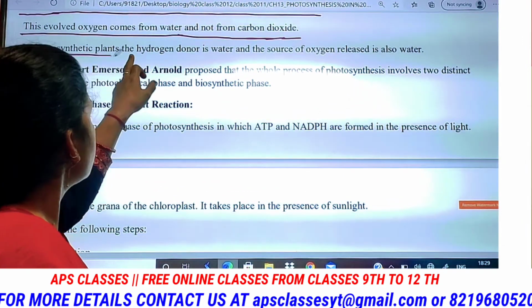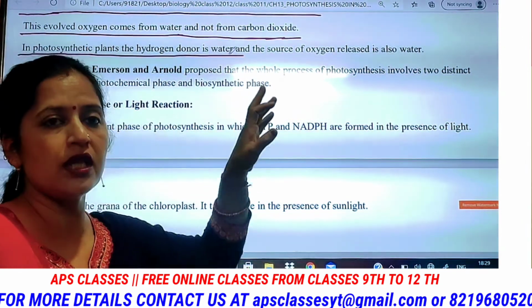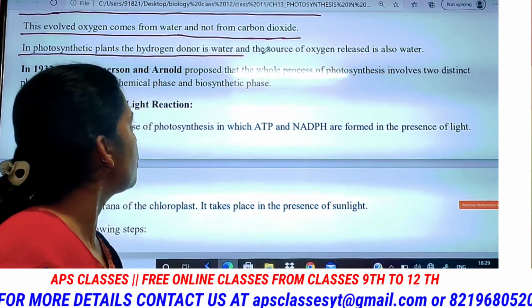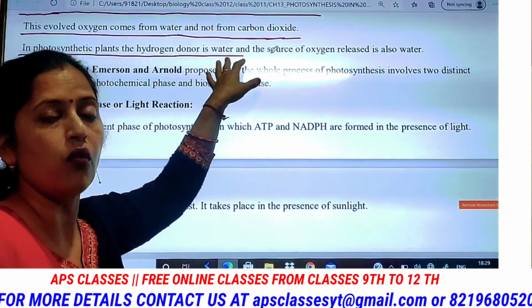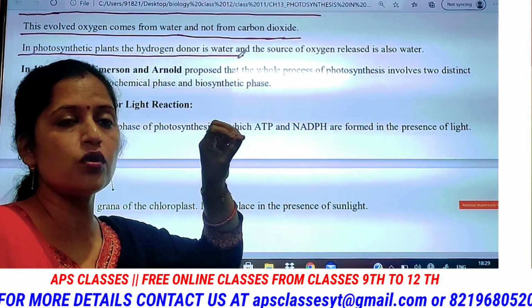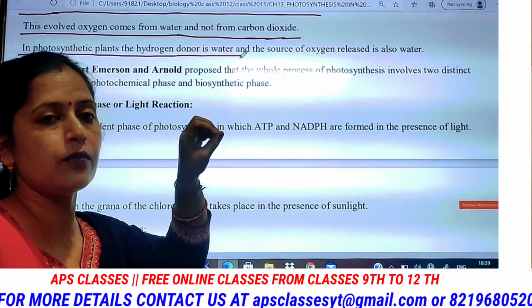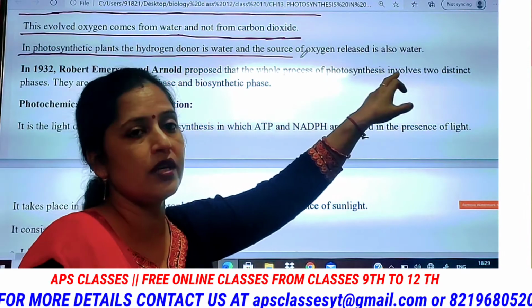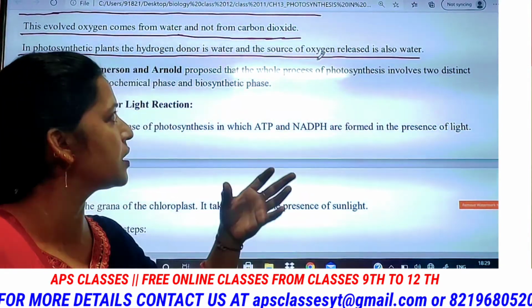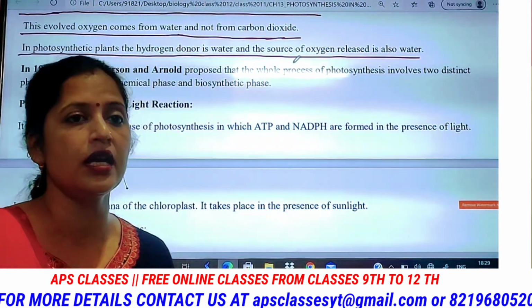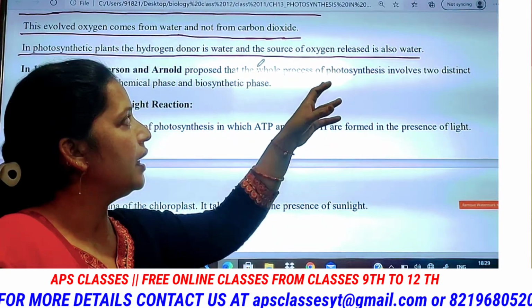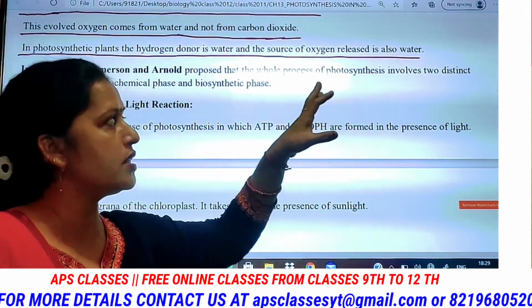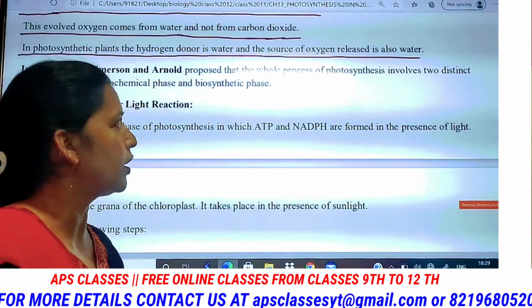In photosynthetic plants, the hydrogen donor is water. अब photosynthetic plants में जो donor है, जो hydrogen donor है, that is the water. The ultimate source for the hydrogen donor in the process of photosynthesis is water, and the source of oxygen released is also water. अब जो oxygen का source है, it is also released in the form of water. जो oxygen release source होगा वो भी क्या है, water.